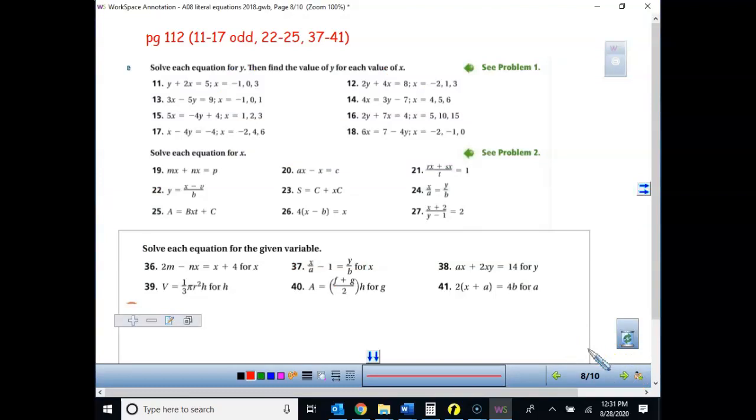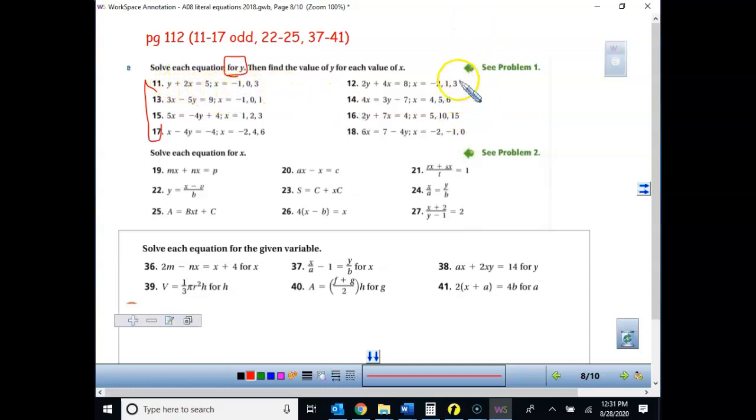This is where your assignment is tonight. It's in your textbook. And you are doing questions on page 112, 11 to 17 odd, 22 to 25, and 37 to 41. The first 4 questions that you're doing, this 11 to 17, you are asked to do this. First thing, solve for y. This should bring you back to solving for y last year when we did linear equations. So we're going to get the y by itself, and then you're going to replace it.